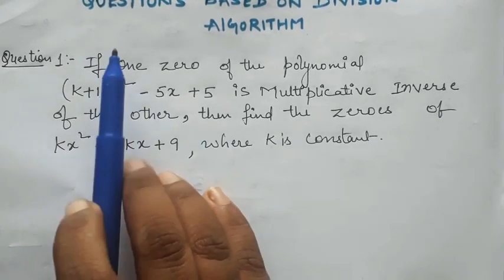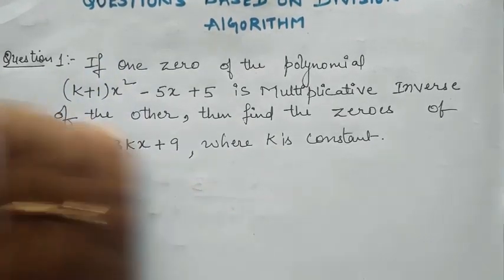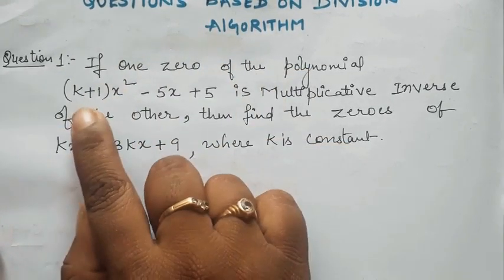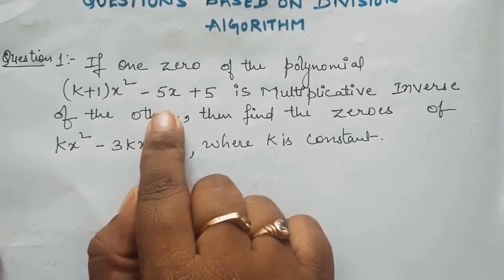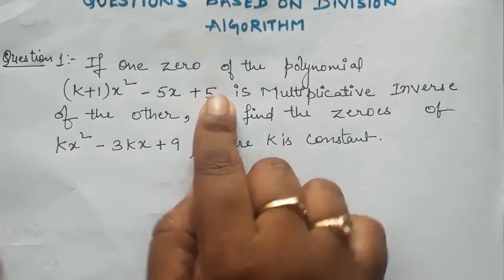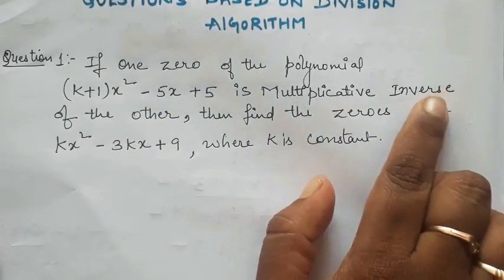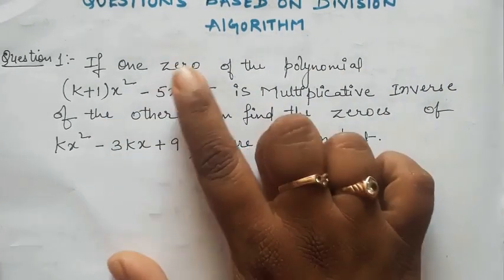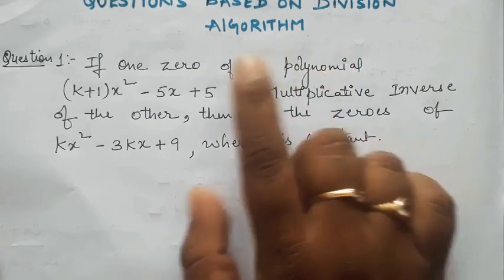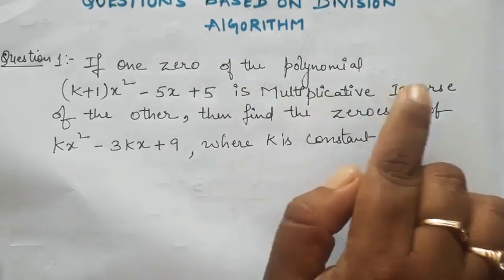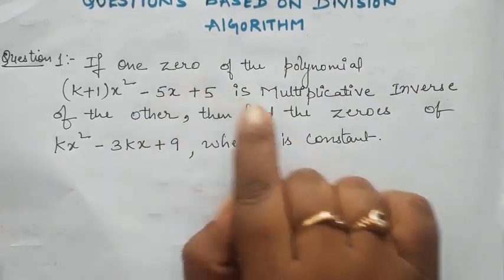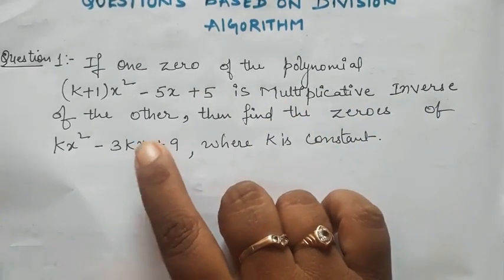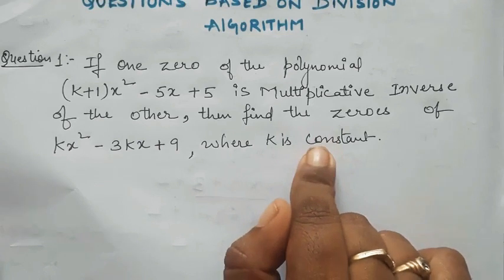The first question is: if one zero of the polynomial (k plus 1)x square minus 5x plus 5 is the multiplicative inverse of the other zero, then find the zeros of this polynomial, where k is a constant.